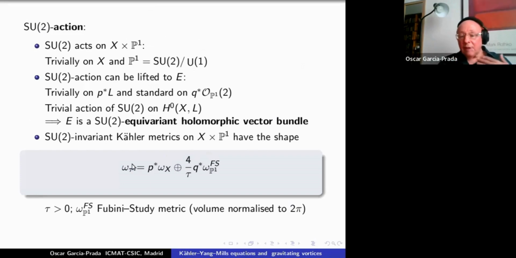And then, because we are looking for symmetric solutions to our equations, we want to consider SU2 invariant Kähler metrics on X cross P1, and they all have the shape, up to some normalization, of a Kähler form that is a pullback of a Kähler form on X plus some multiple of the Fubini-Study metric on CP1, right? And we choose to put this parameter tau here. And as Richard was doing in his talks, I also like to normalize volumes to 2 pi to avoid 2 pi's appearing in some of the inequalities and so on.